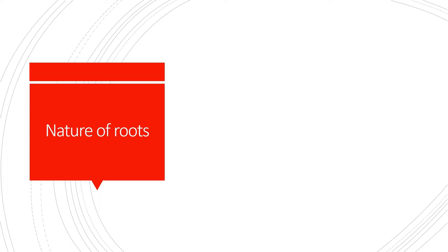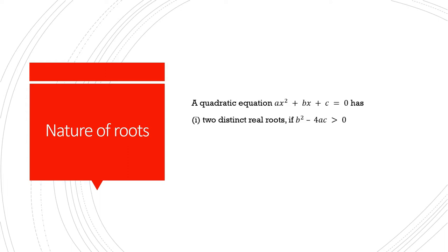Now, how does the discriminant predict the nature of roots? Let's see. A quadratic equation will have two distinct real roots if the discriminant is greater than 0. It will have two equal real roots if the discriminant is equal to 0. And it will have no real roots if the discriminant is less than 0.